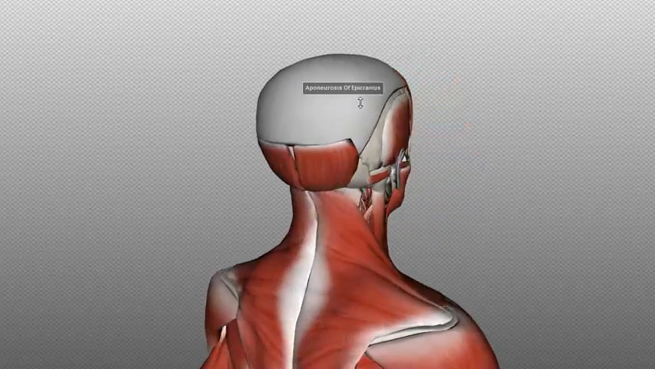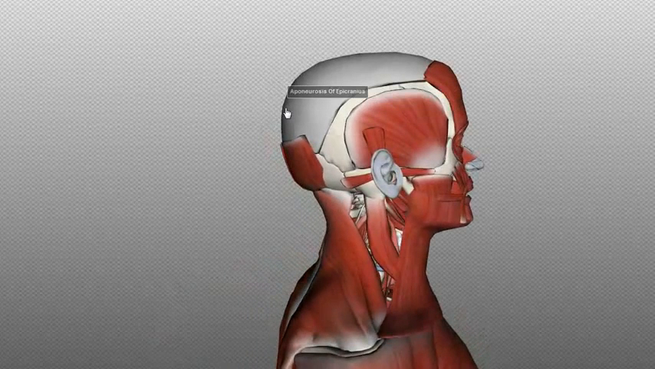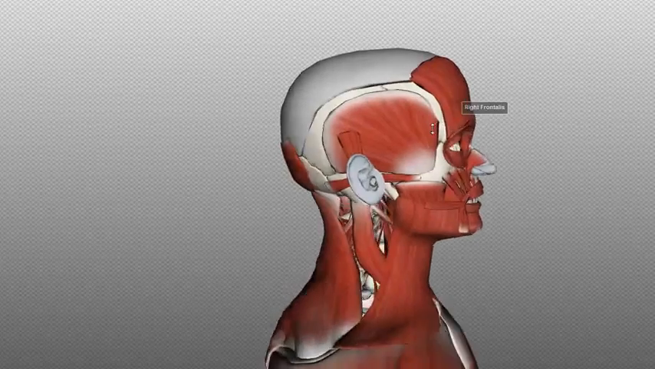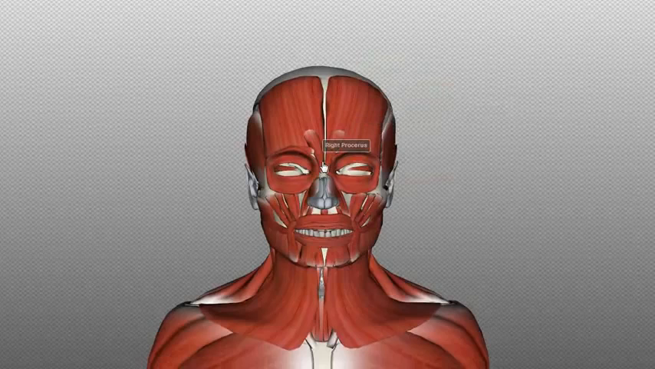If you've covered the layers of the scalp, you'll have been told that the aponeurosis of the occipitofrontalis makes up the third layer of the scalp. So you've got skin, connective tissue, aponeurosis, loose connective tissue, and then the periosteum. So the aponeurosis of the occipitofrontalis is the third layer of the scalp.